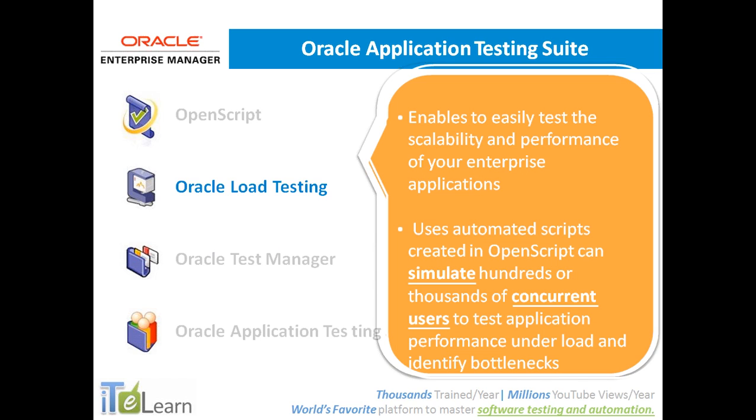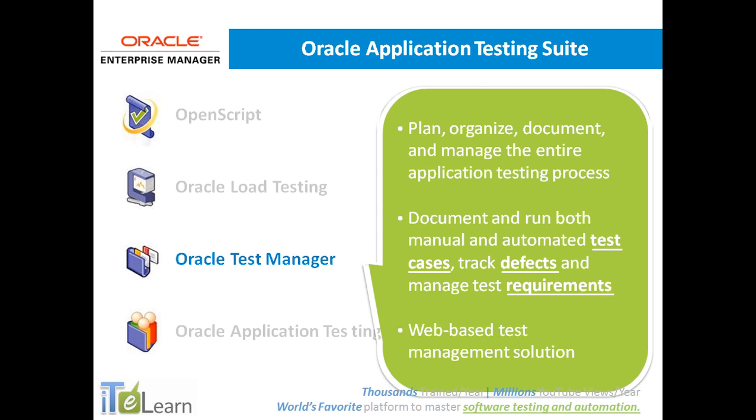So for that, Oracle has a component called Oracle Load Testing. We call it OLT, and it uses automated scripts created in OpenScript and can simulate hundreds or thousands of concurrent users to test application performance under load and identify bottlenecks. This is a key feature of OLT. Now, when we identify the bottleneck situations, that's when we can simulate the real-time scenarios and find solutions for enterprise applications so that when the applications go live, they do not fail because of these reasons.